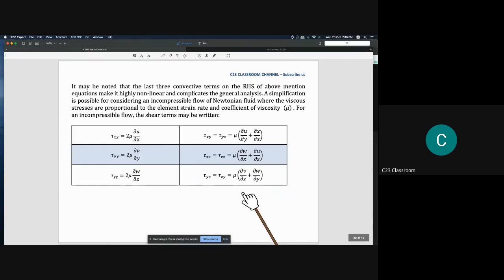He did another analysis, and then he could simplify that tau xx is equal to 2 mu del u over del x, and tau yy is here, and tau zz is here. But for tau xy and tau yx, it's actually mu times del u over del y plus del v over del x. I'm sorry, this is not del x, this is del u over del x.